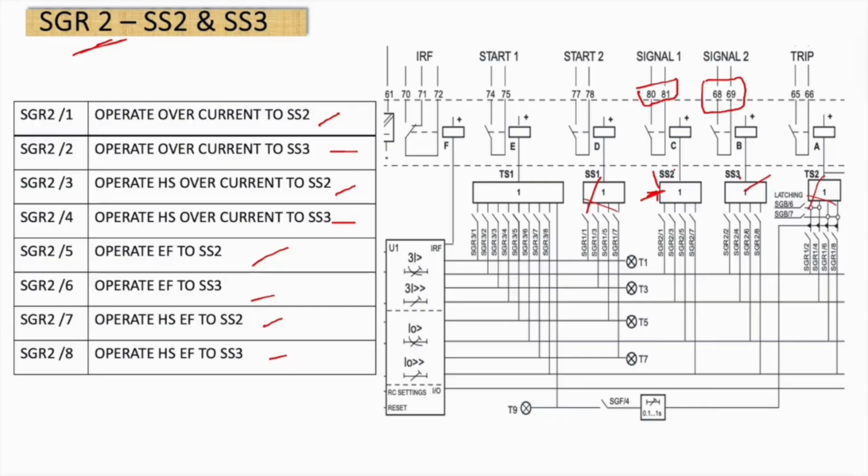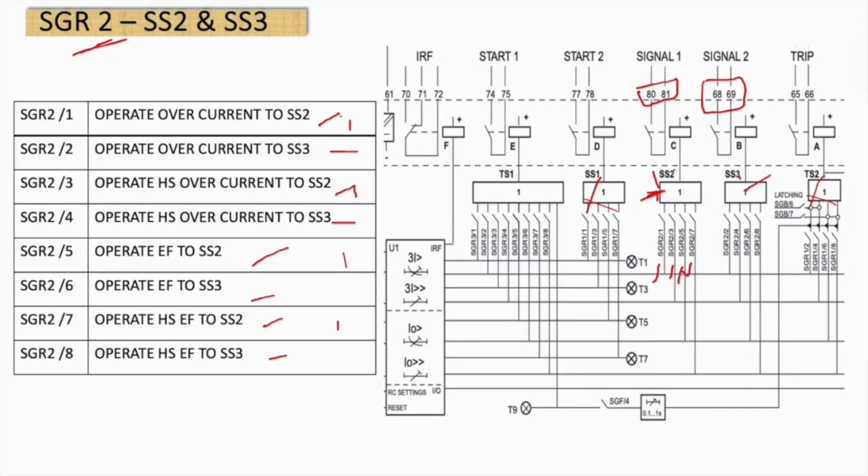What you need to do is, if you want to do it in SS2, i.e. 80 and 81, you need to add 1 to all 4 of them: SDR2.1, SDR2.3, SDR2.5, and SDR2.7. That is 1, 1, 1, 1, and 1.